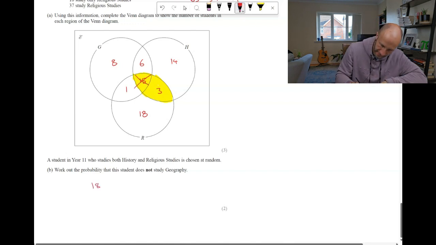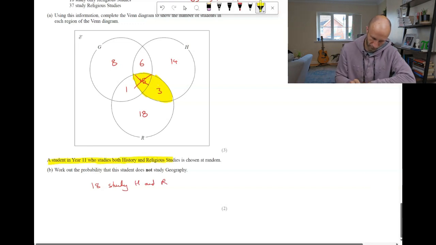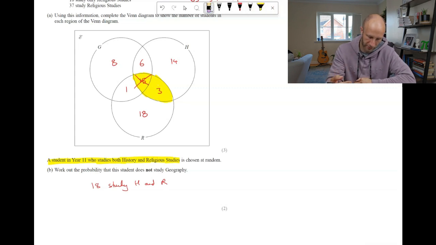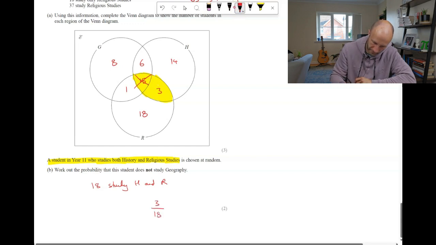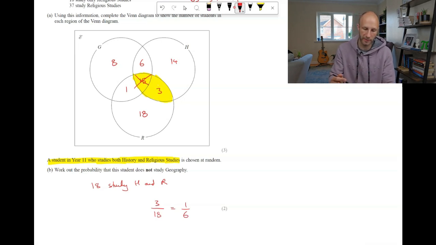So we know that there's 18 who study history and religious studies. So we're picking from 18 because we're told that at the start. We're told that they study those, and then we're choosing them. So we have a condition on this already, and we want to know the probability of them not studying geography. Well, there's 3 people out of the 18, and I can simplify that to 1/6. So there's a 1/6 chance that they do not study geography. 3 out of those 18 people is 1/6.